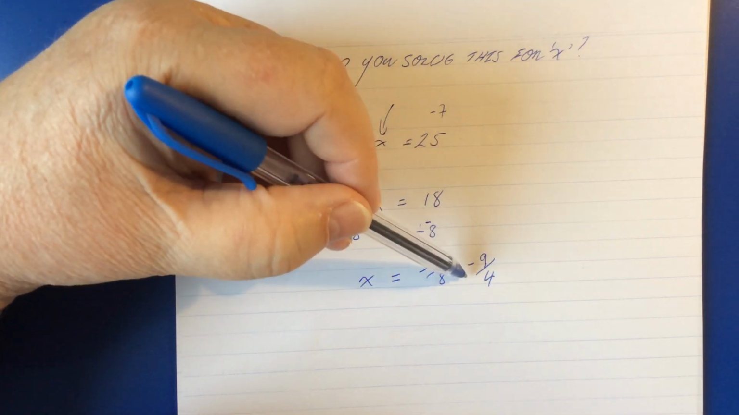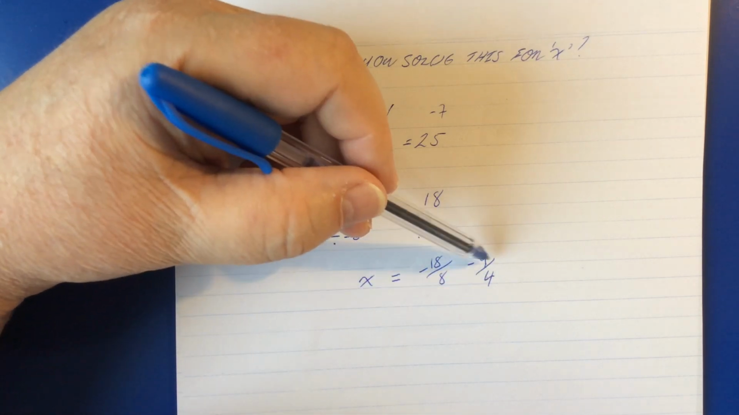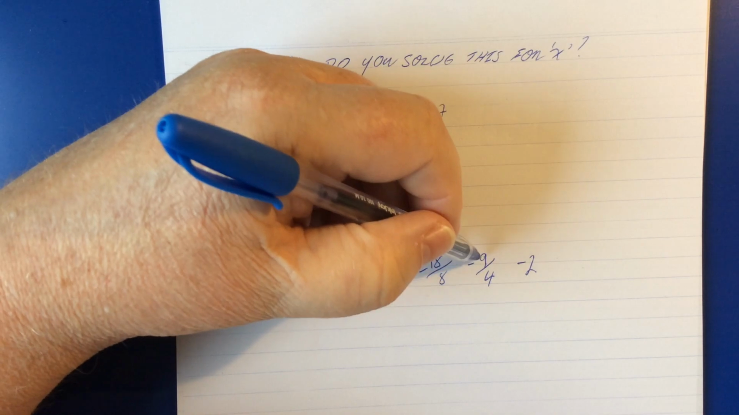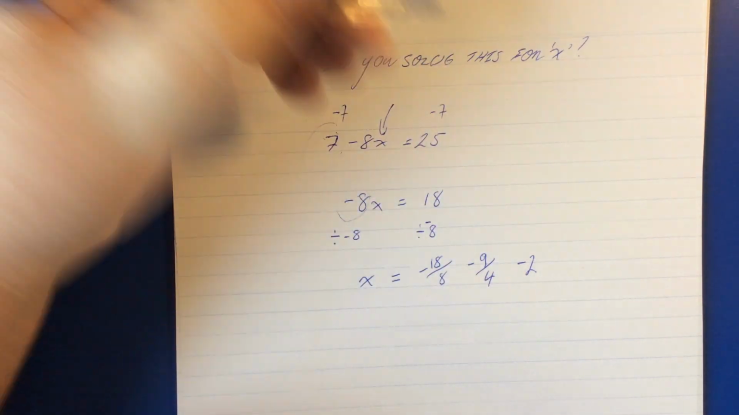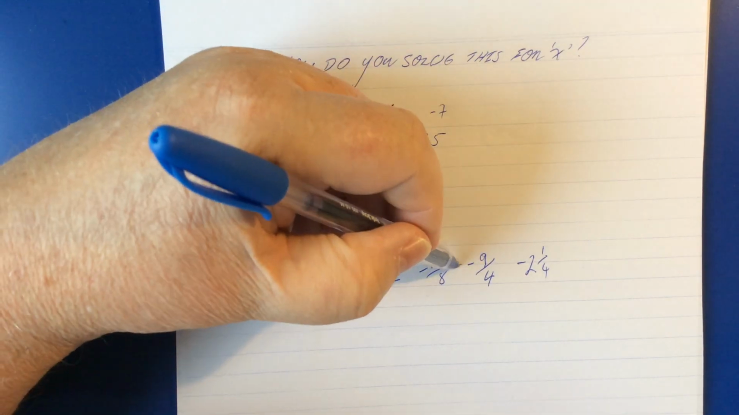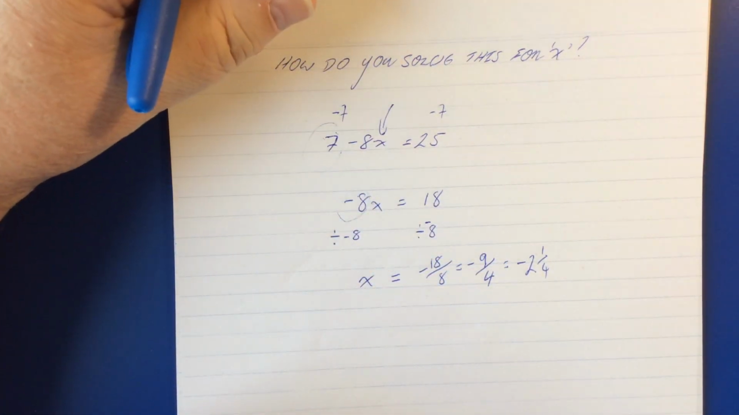If you want to see this written as a mixed numeral, 4 goes into 9 twice, and it's negative, so negative 2, and we are left with 1 over 4. So take your pick. Either of these would be a perfectly suitable answer.